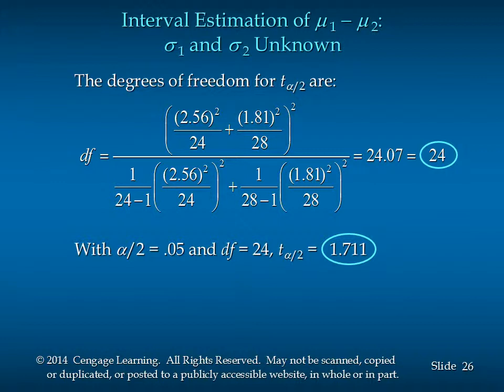Here again, the computer will do this for you, but it's important that you know what the computer is doing, because the computer is blending or pooling the degrees of freedom for the two samples, which are very different samples. One standard deviation was 2.56, and the other was 1.81. Very, very different. The sample sizes were somewhat different.